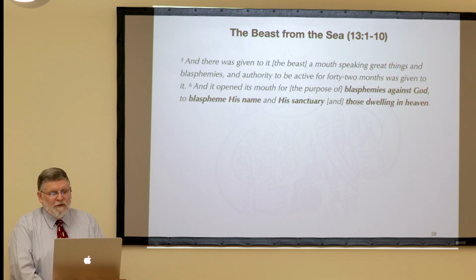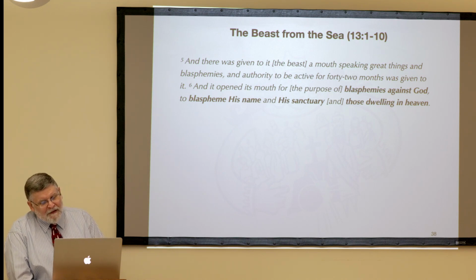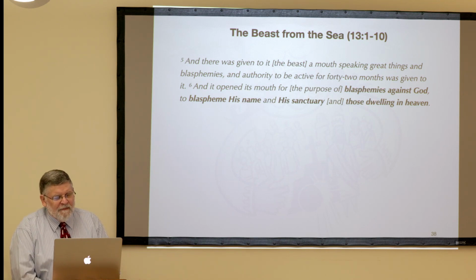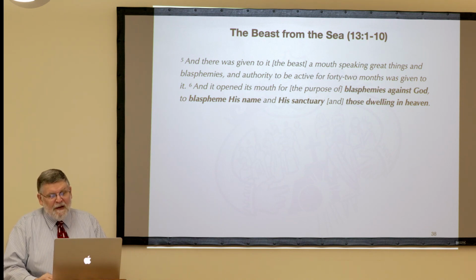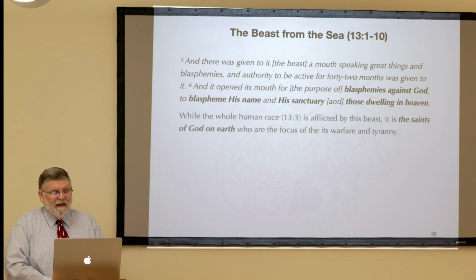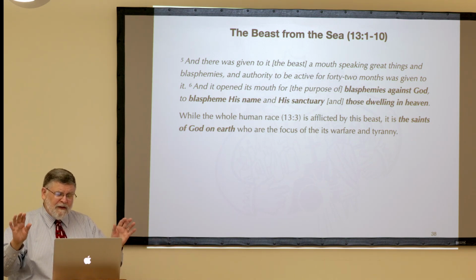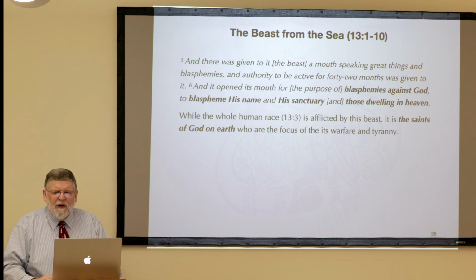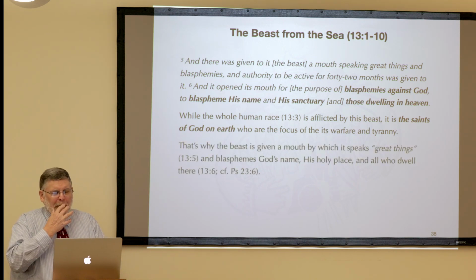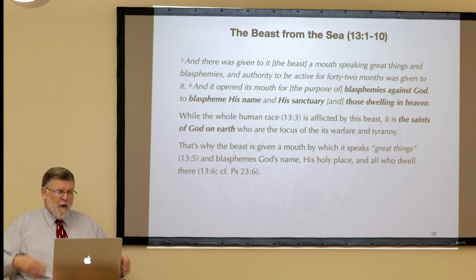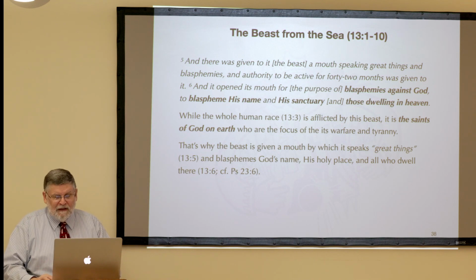And there was given to it, that's to the beast, a mouth speaking things, great things and blasphemies, and authority to be active for 42 months. There's that same time frame, was given to it. And it opens its mouth for the purpose of blasphemies against God, to blaspheme his name in his sanctuary, and those dwelling in heaven. So everybody is affected by the beast, but most affected are Christians, those who believe in God and are still on the earth. They're the focus of what the beast is trying to do, great things. Blasphemies, great things is not defined. I don't know exactly what that would be.